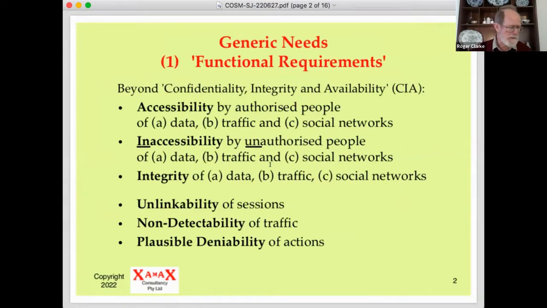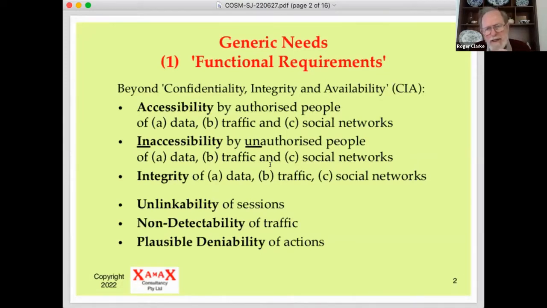So the first and obvious thing is to get some clarity in our minds about what the generic needs are of consumer-oriented social media. I've left aside all of the non-functional mainstream requirements and just focused on those that are functional things that have to be done about this if it's to work. And CIA is not adequate, but it's a starting point.